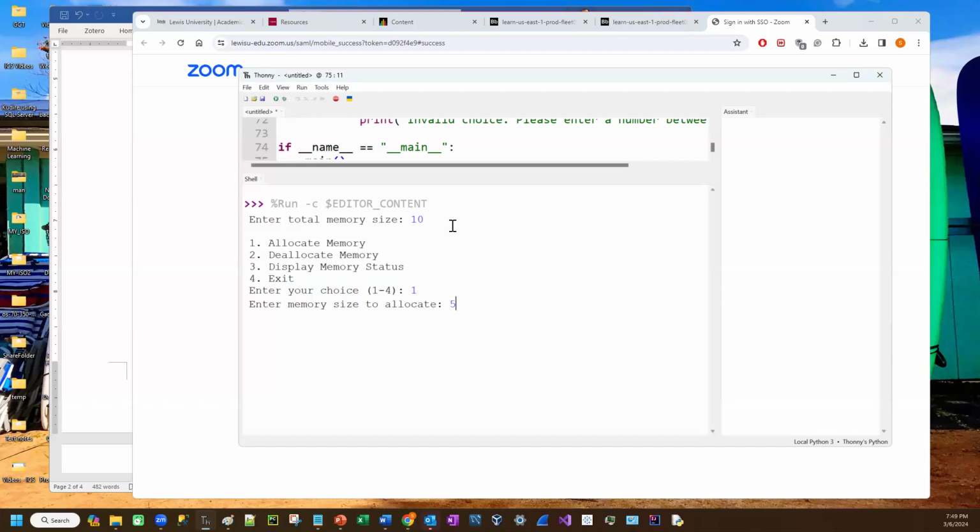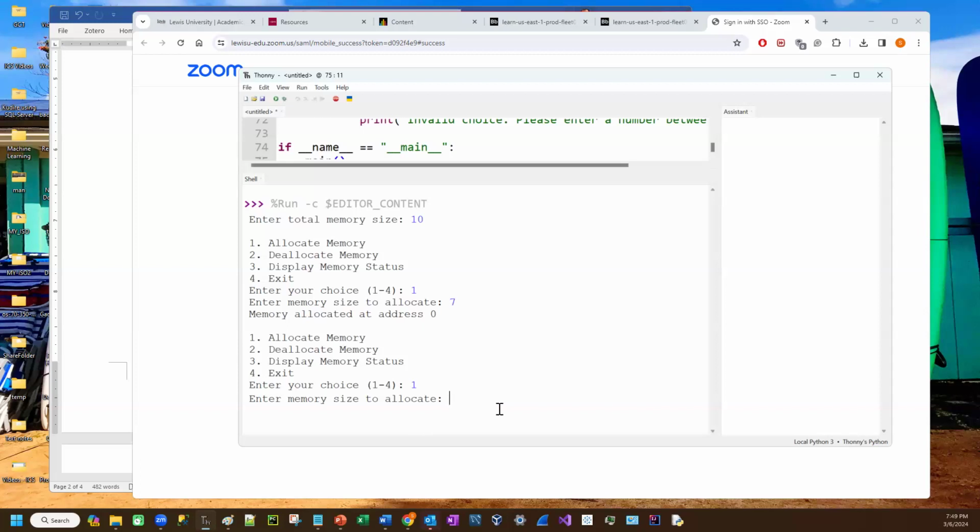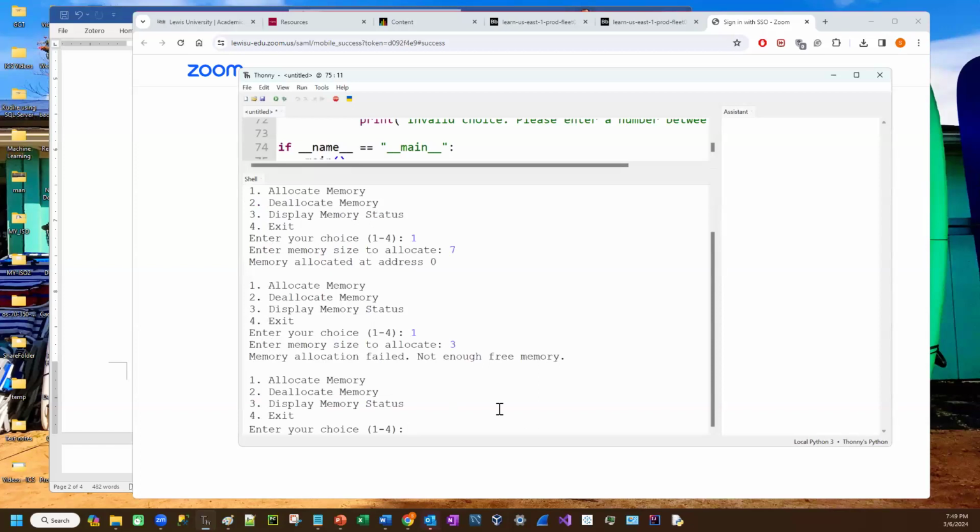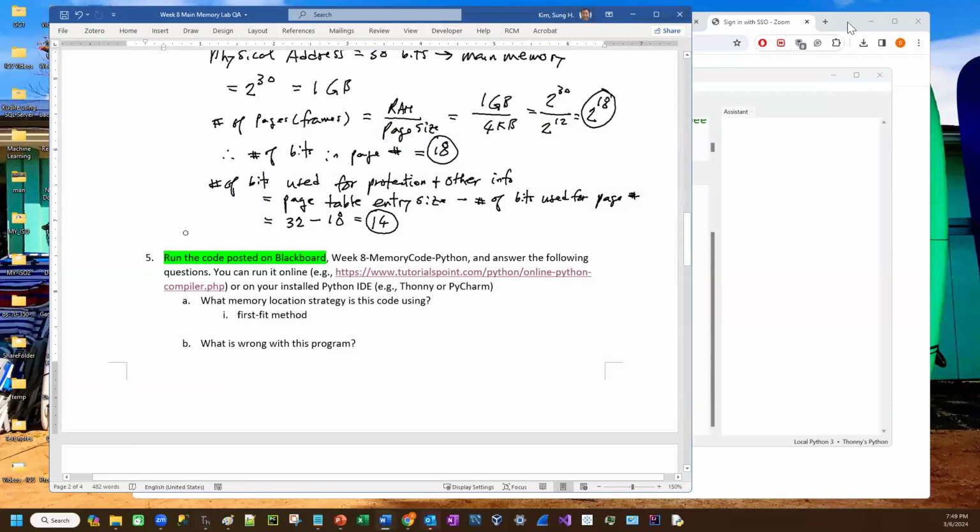Okay, or maybe 7. Okay, so 7. So it allocated memory as a 0 because the whole 10 was available, right? So now there should be 3 left, right? So if I try to allocate again, and I'm going to allocate, let's say 3, then it says not enough memory here. Why? Because that's just the way the code was written, right?